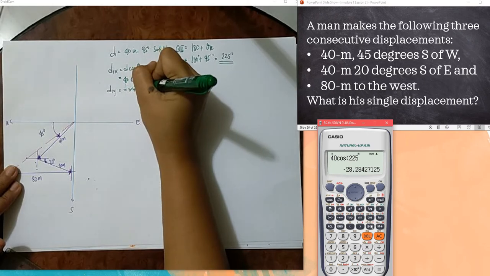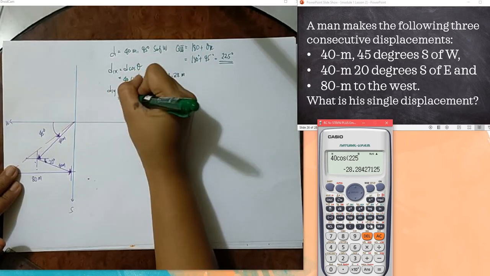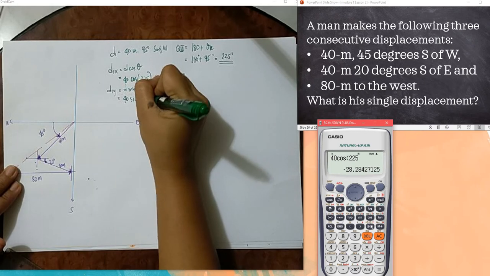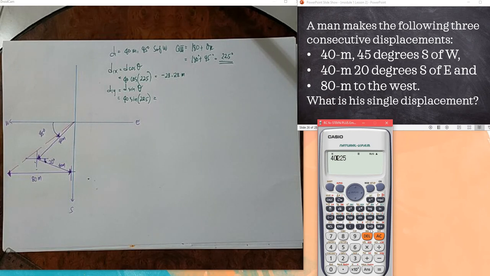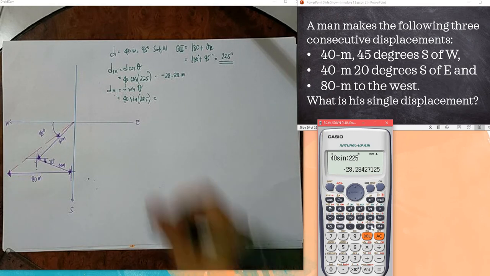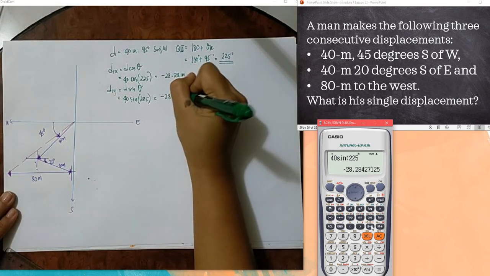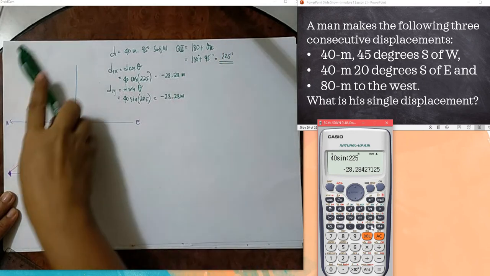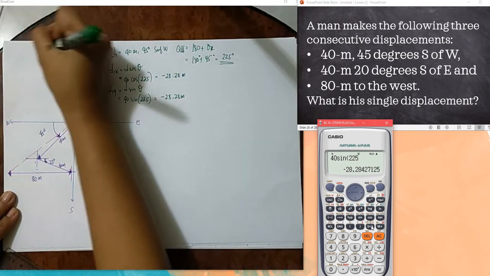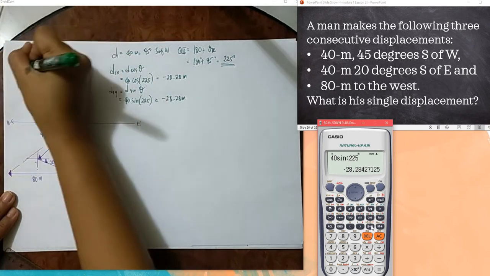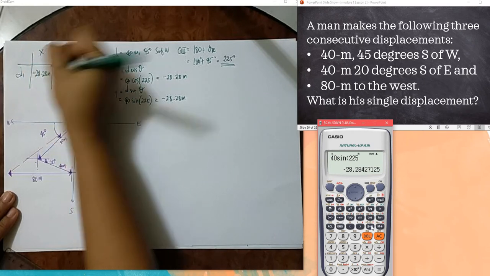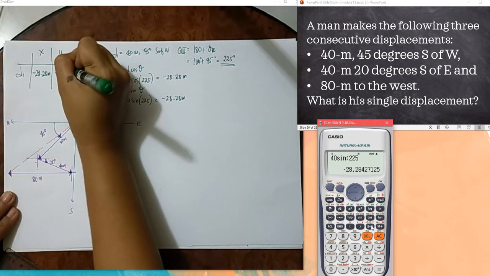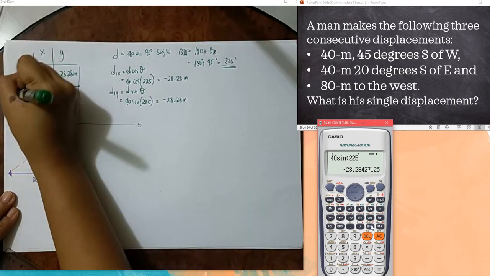d sine theta. Okay, so we have 40 sine 225. The same angle will be used. Our sine will have the same value because it is 45 degrees. So, negative 28.28 meters. By the way, I'll just put the table here, for x and y. D sub 1. So, negative 28.28 meters and negative 28.28 meters. Okay, let's go to d sub 2.